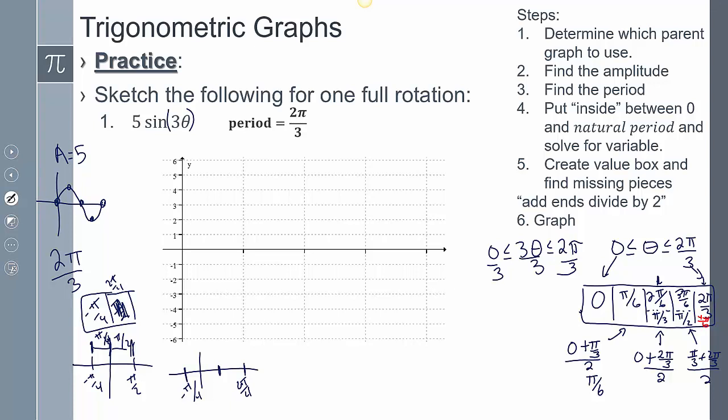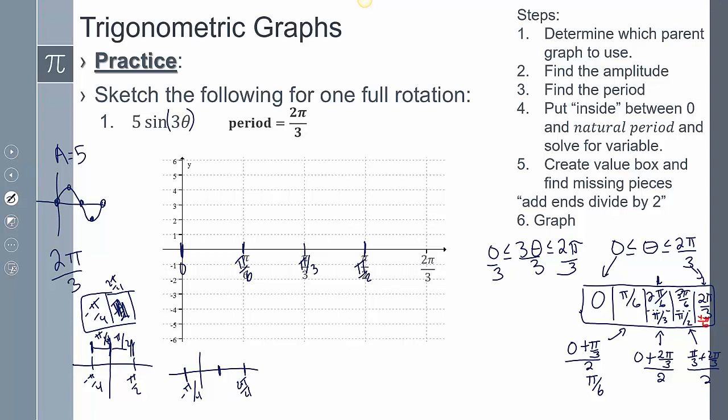Okay. So now that I have these values, like I said, I know how to label this. This is going to be 0. We said this next one is pi sixths. We said this next one is going to be pi thirds, or 2 pi sixths. And we said this next one is going to be 3 pi sixths, or pi halves, and then this last one is going to be 2 pi thirds. And so we can go through and we label that.